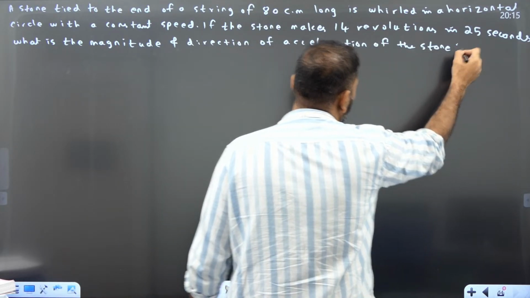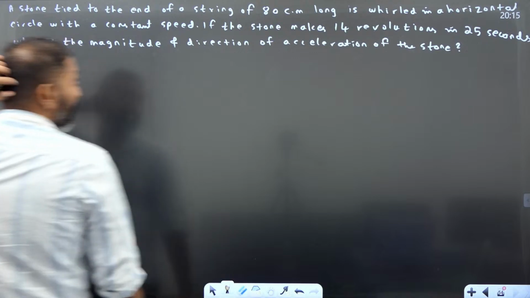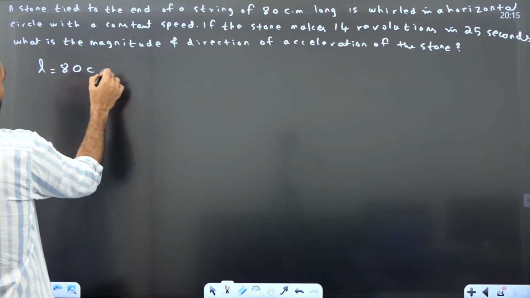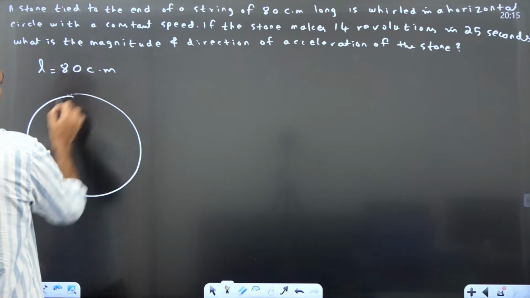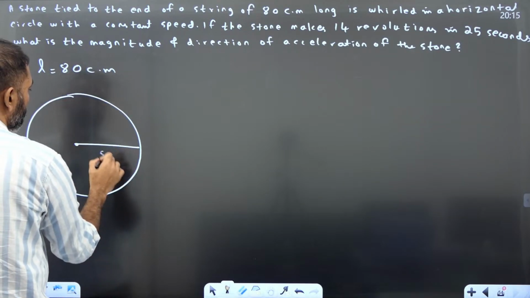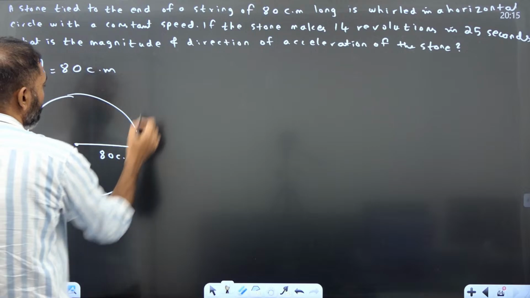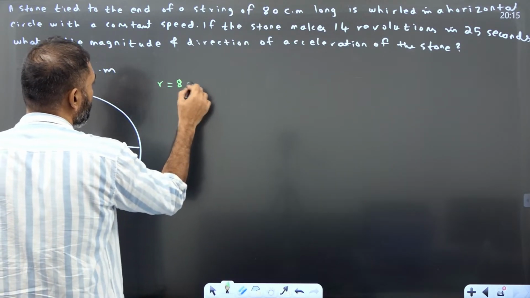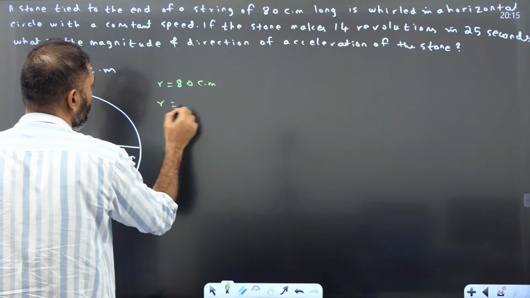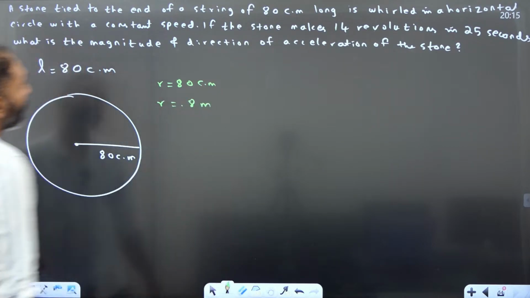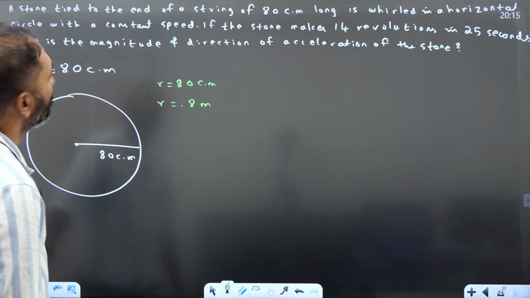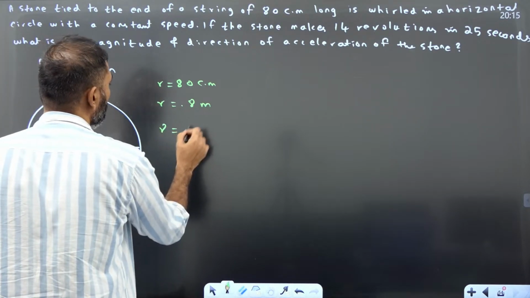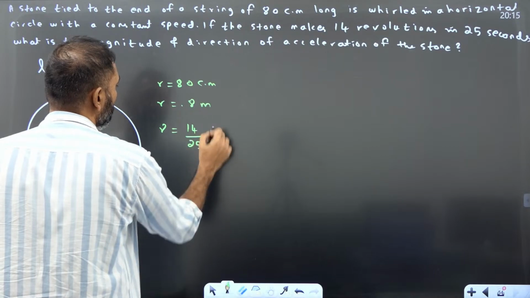Question is very simple. Stone tied to the end of a string of 80 centimeter. So length is equal to what? 80 centimeter. It is in a circle. So this length is the radius. So radius is equal to 0.8 meter. With a constant speed, the stone makes 14 revolutions in 25 seconds. So frequency is 14 by 25 hertz.